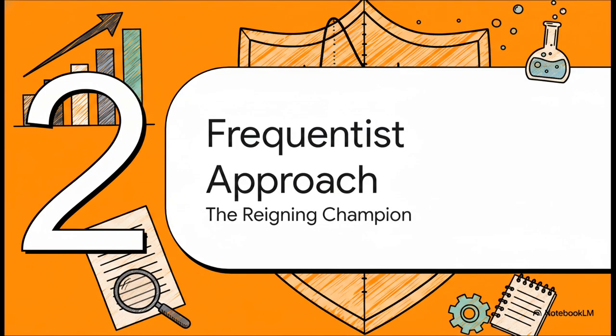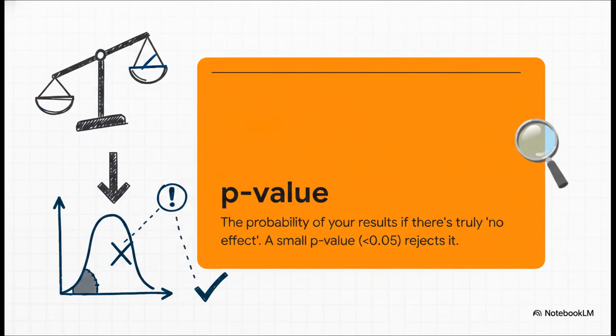So, let's meet our first contender. For decades, the undisputed champion in the world of science has been the frequentist approach. This is the gold standard you'll find in pretty much most medical journals and social science papers. At the very heart of the frequentist method is the famous, or maybe infamous, p-value.